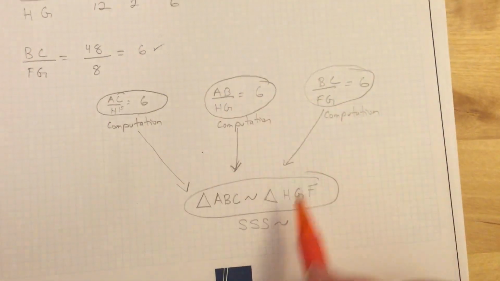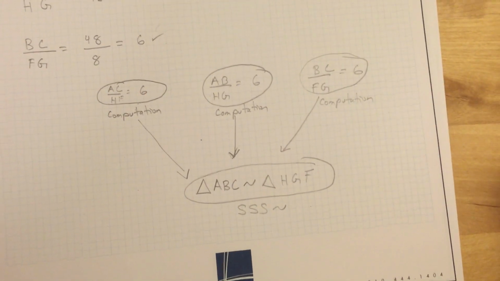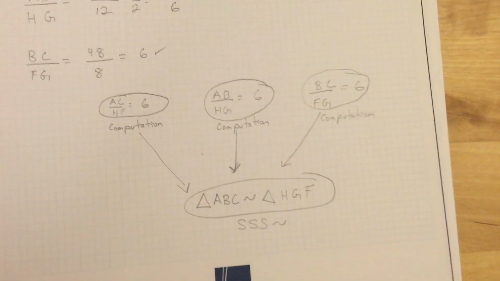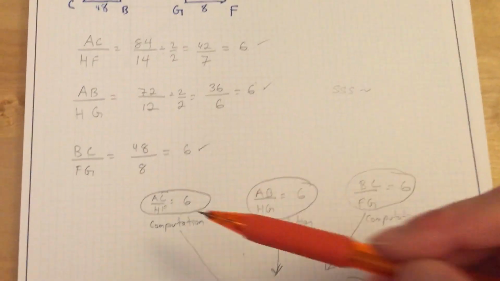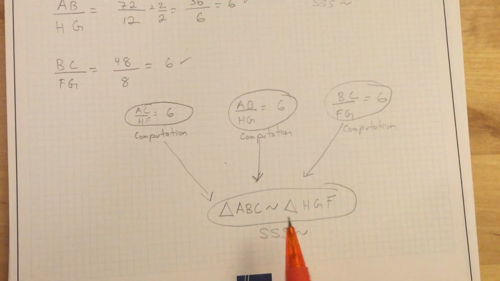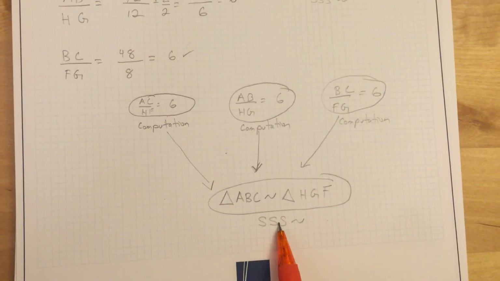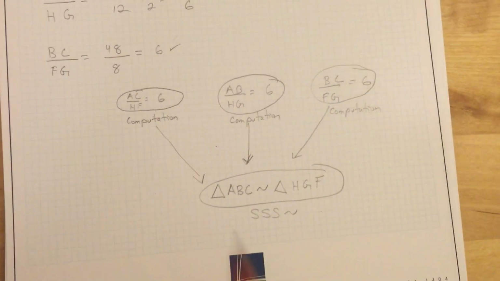So not only do you have to fill in the bubbles, you have to tell me why you are putting that information down. If you do any work, that's a computation. If it was given to you, you can write the word given and things like that. At the end, it's what you're proving: these two triangles are similar. Why are they similar? By SSS. All right, let's try another one.